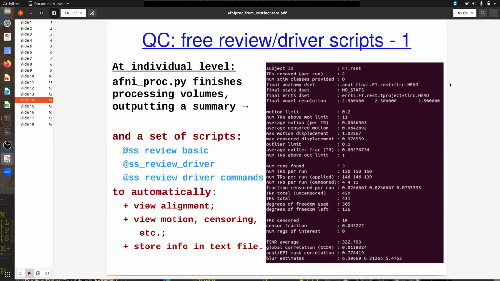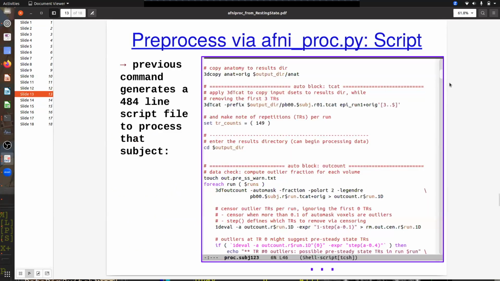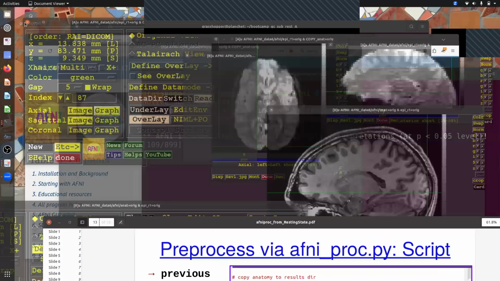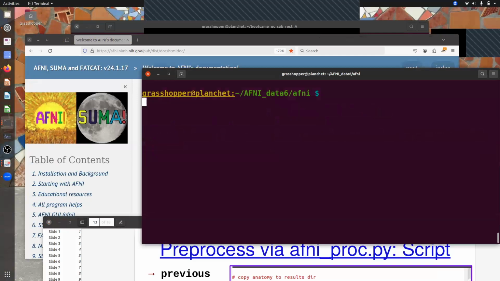And then something else we'll take a look at. Well, okay, let's pause there and look at a little bit of processing then. So I'm going to close this.